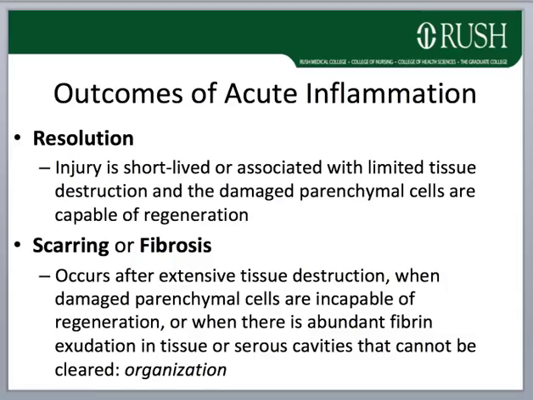Scarring or fibrosis is healing by connective tissue replacement. This occurs after substantial tissue destruction when the inflammatory injury involves tissues that are incapable of regeneration, or when there is abundant fibrin exudation in tissue or in serous cavities that cannot be adequately cleared. In all these situations, connective tissue grows into the area of damage or exudate, converting it into a mass of fibrous tissue, a process that we call organization.